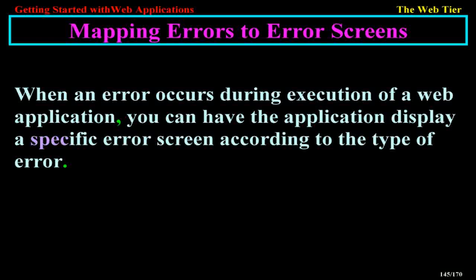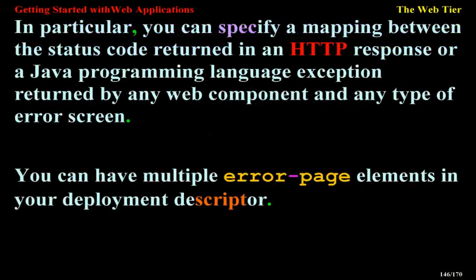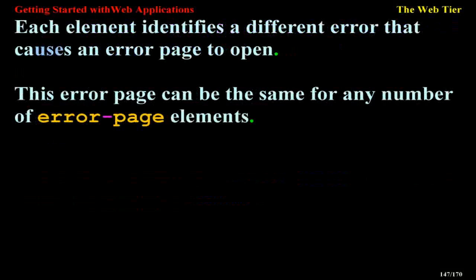When an error occurs during execution of a web application, you can have the application display a specific error screen according to the type of error. In particular, you can specify a mapping between the status code returned in an HTTP response or a Java programming language exception returned by any web component and any type of error screen. You can have multiple error-page elements in your deployment descriptor. Each element identifies a different error that causes an error page to open. This error page can be the same for any number of error-page elements.